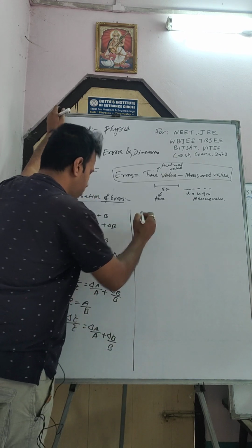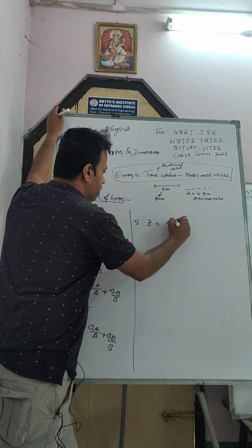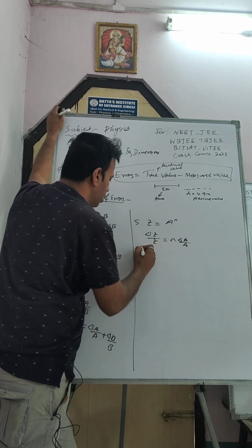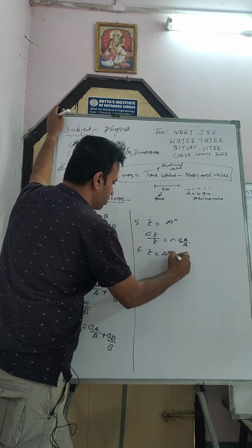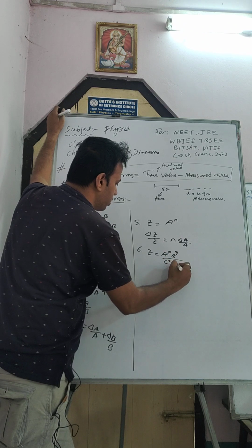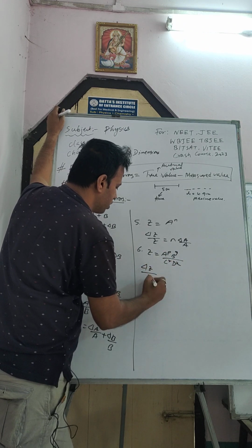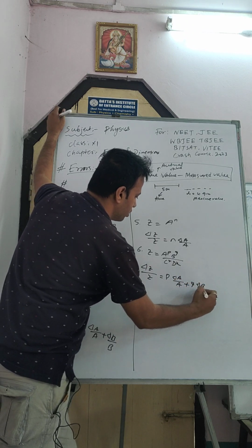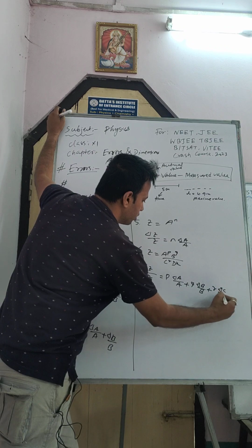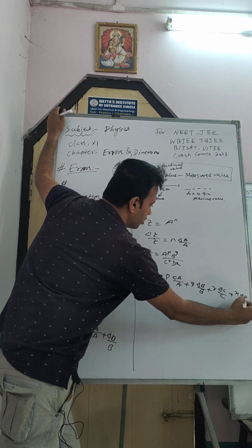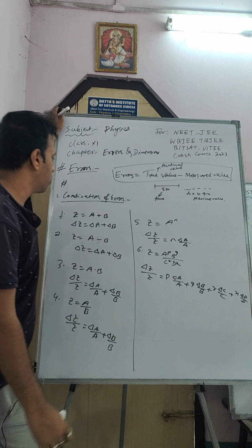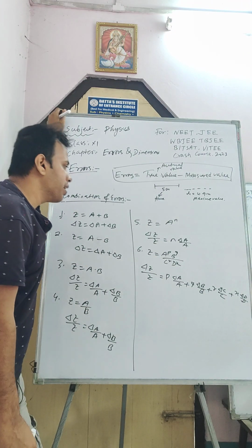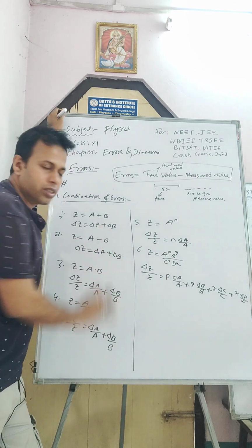Okay, and number 5, if z is equal to a to the power n, then del z by z will be n into del a by a. Sixth, if z is equal to a to the power p, b to the power q, c to the power r and d to the power x, here it will be del z by z equals p into del a by a plus q into del b by b plus r into del c by c plus x into del d by d. Right? So these are the formulas of combination of errors. You have to remember these 6 formulas and you can do 99% of questions from this topic. Okay.